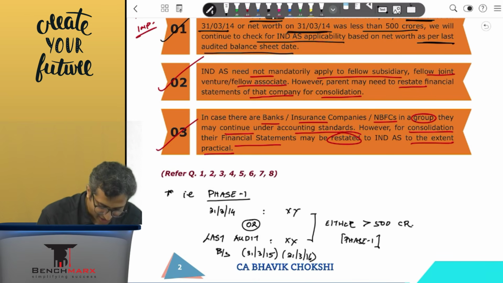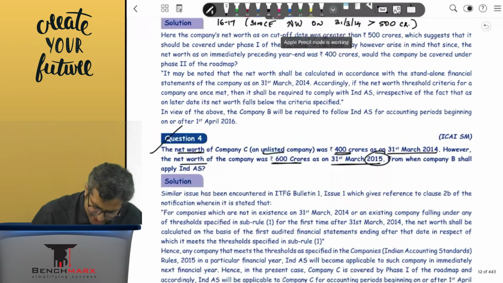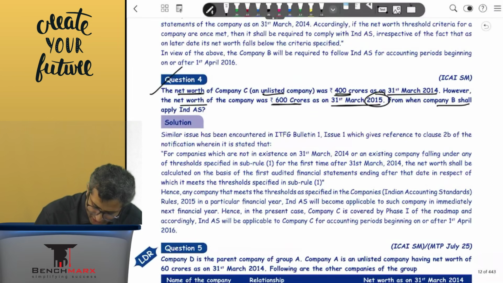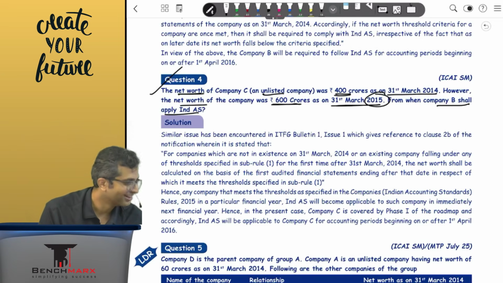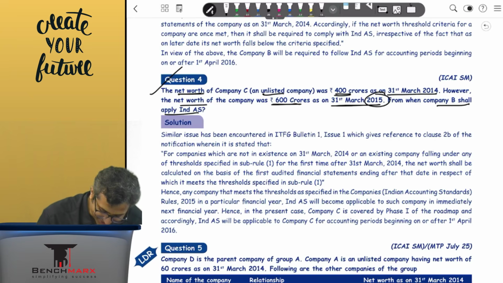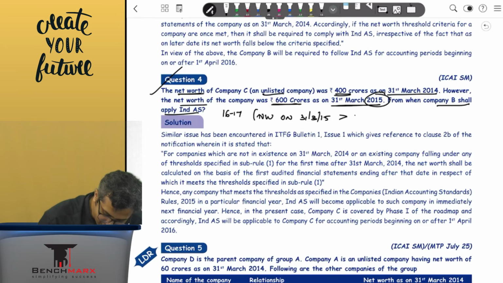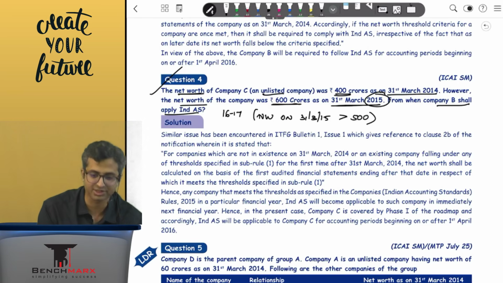Okay. And then okay. So what do we write the summary solution here? When will company B apply Ind AS? When will they apply Ind AS? अभी मैं जो बोलूँ आप सही बोलोगे. अभी खत्म करने का. So over here this is 16-17. This is net worth on 31st March 15 greater than 500 crores.